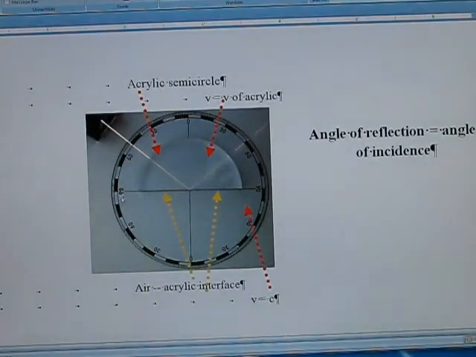So this is going to be the interface between the acrylic and the air, just like we would have the interface between the core and the cladding. And in this, the velocity is equal to that of the speed of light.